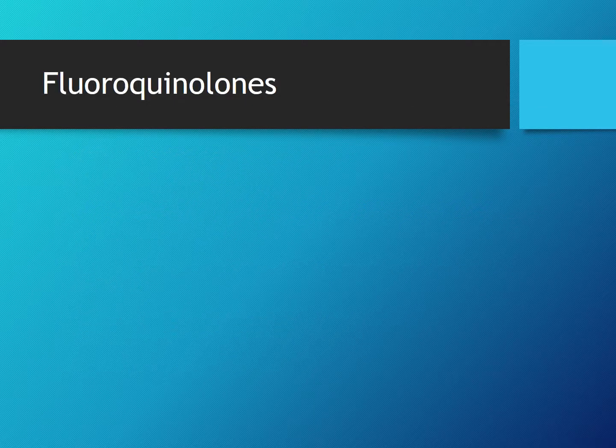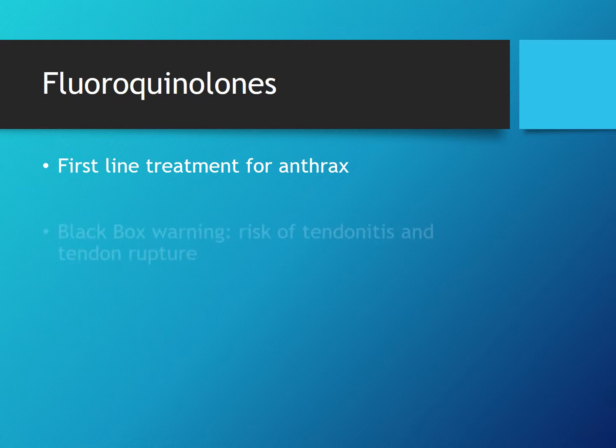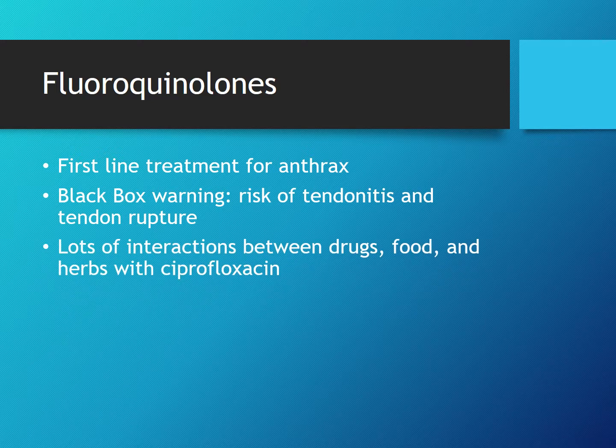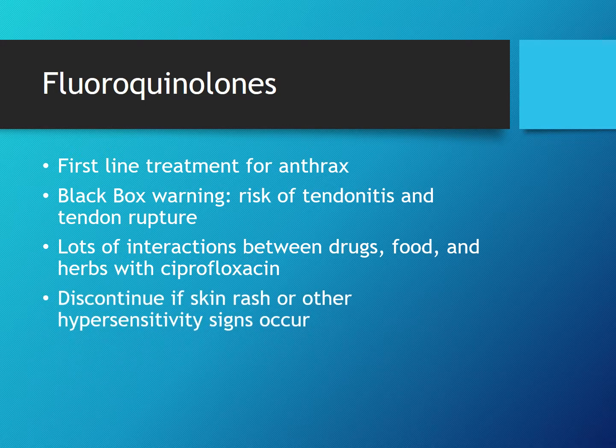Also, with fluoroquinolones, they are the first line of treatment for anthrax. So, with bioterrorism, we would be very familiar with fluoroquinolones as a treatment. Black box, here's your black box warning again: tendinitis and tendon rupture. And there's lots of interactions between your fluoroquinolones with other drugs, other foods, and other herbs mentioned in your textbook.